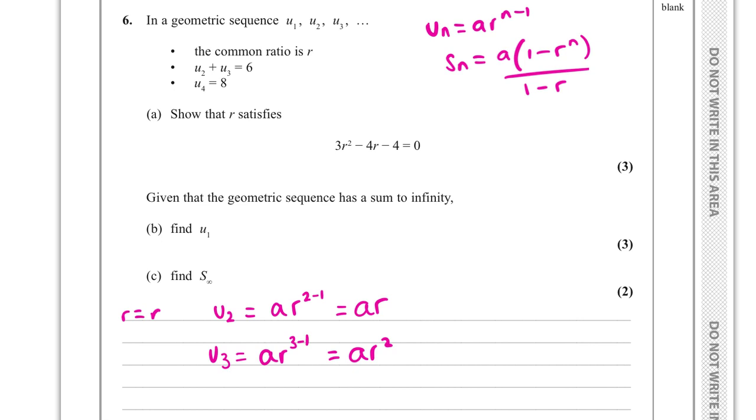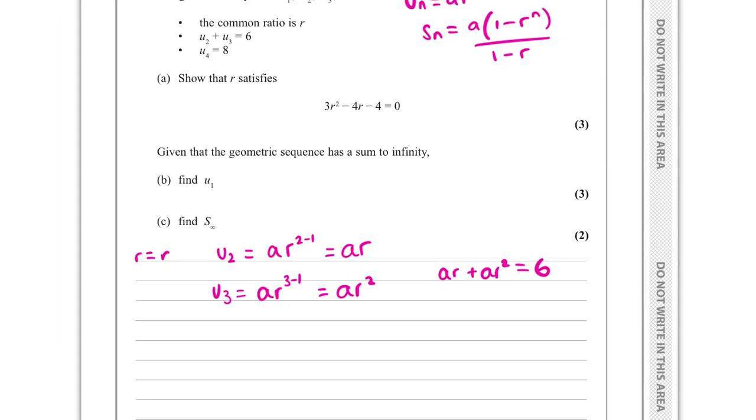Okay? So what do we know? We know that ar plus ar squared equals 6. So currently, we've just translated what we know, and you're going to get marks for this. So even if you're not sure, just do what you do know. Then it says u4 equals 8. So u4 equals ar to the 4 minus 1, so ar cubed equals 8.